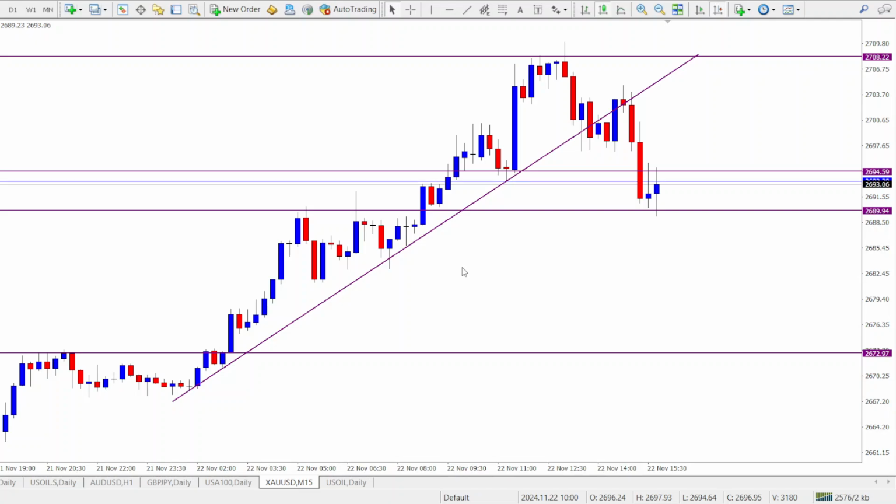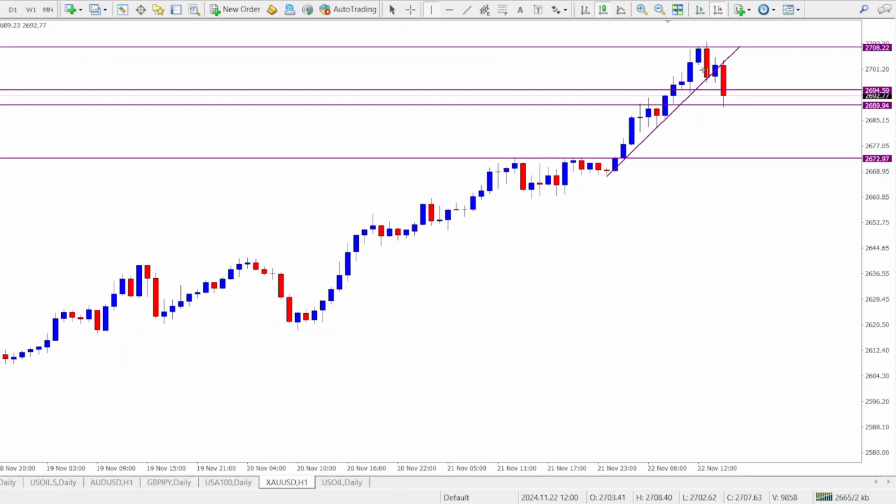Each candlestick represents a period of time. Just one candlestick like this, for example, we are on the 15 minutes time frame. One candlestick like this represents 15 minutes. Another candlestick represents 15 minutes. If you go to a higher time frame, for example, the 1 hour, one candlestick represents price action within 1 hour. The next candlestick represents price action within 1 hour, and so on.